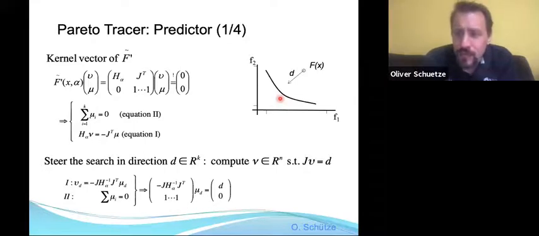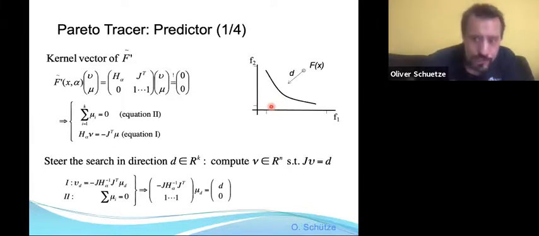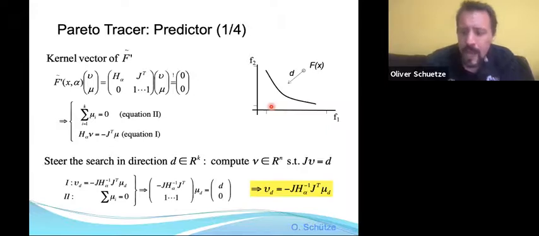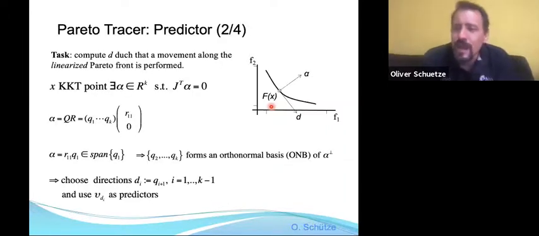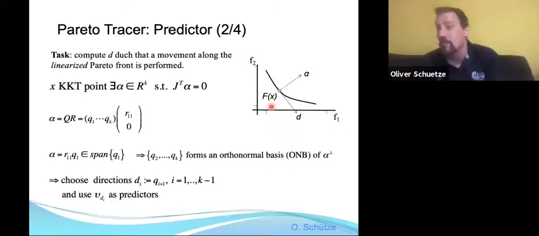And the trick here was to say, I would like to steer in a certain direction in objective space. So once we choose the direction in objective space, we could solve this system of equations, leading to this thing. But the question was still, which alpha do we choose? Or which direction do we choose? D, and D has to be chosen orthogonal to alpha, of course, right? So then we move tangential to the Pareto front.